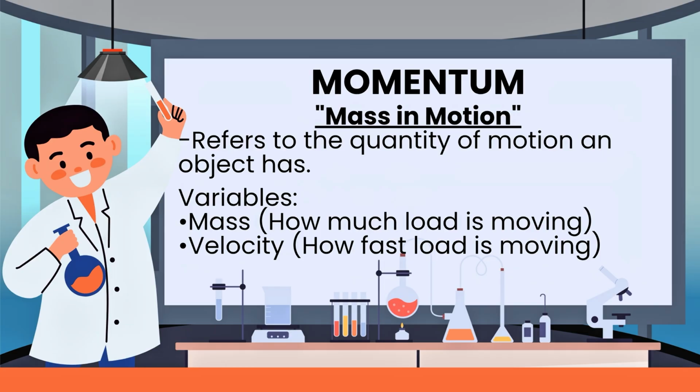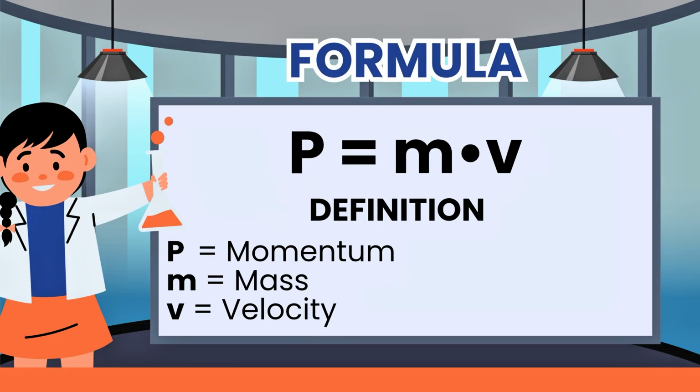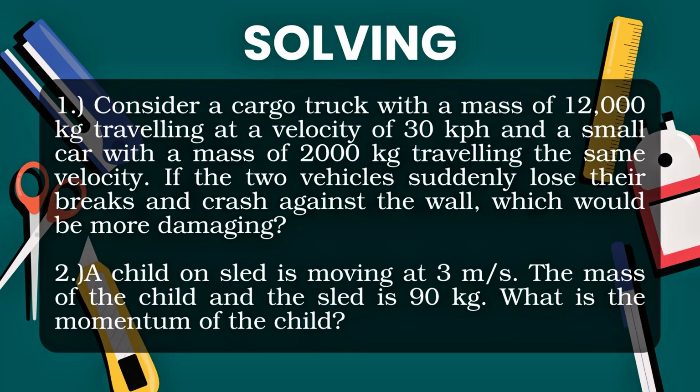The first one is the faster the object is moving, the greater the momentum is. The second one is the greater the mass of an object, the greater the momentum is. The third one is the greater the momentum, the harder the object is to change motion or to stop. With this, we have the formula of P is equal to M times V, in which P is for momentum, M for mass, and V for velocity.